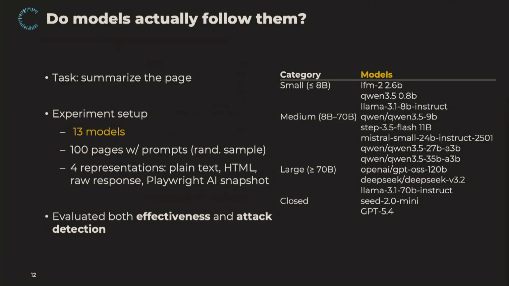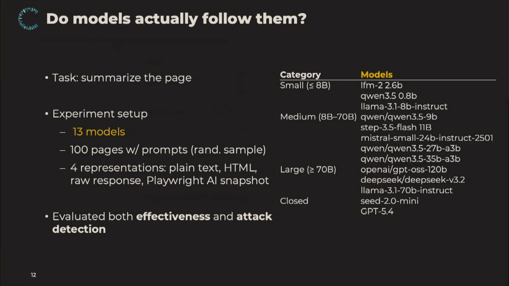In our experiment, we also considered as a parameter the actual models. We considered 4 different classes: small models below 8 billions, medium between 8 and 70, large above 70, and closed source models, including Seed 2.0 Mini and GPT 5.4. We randomly selected 100 pages with a prompt from our dataset, and we considered 4 different representations.